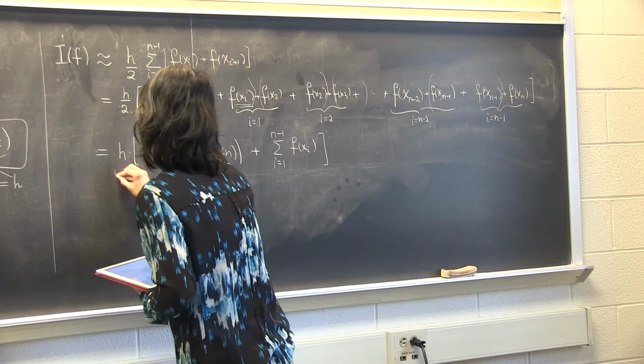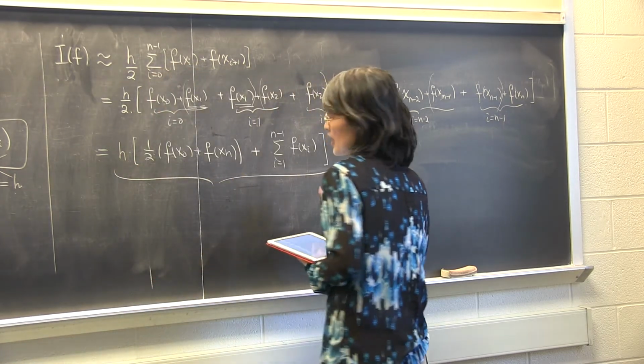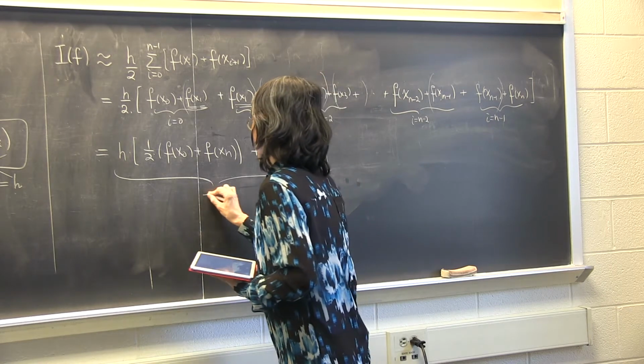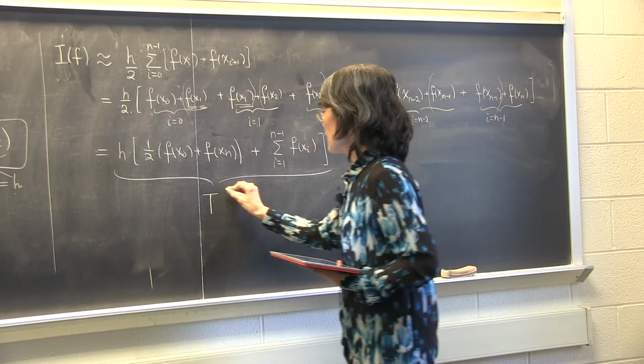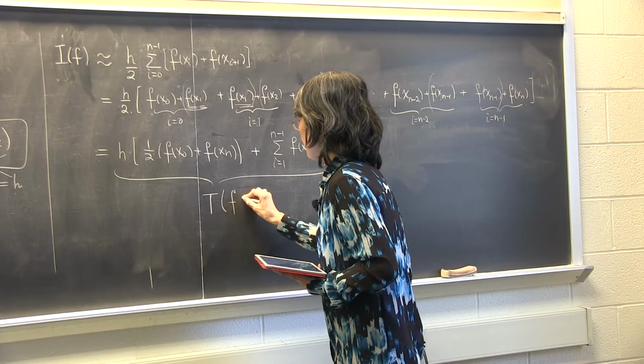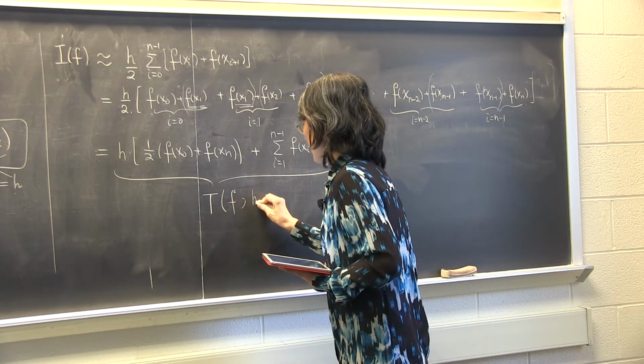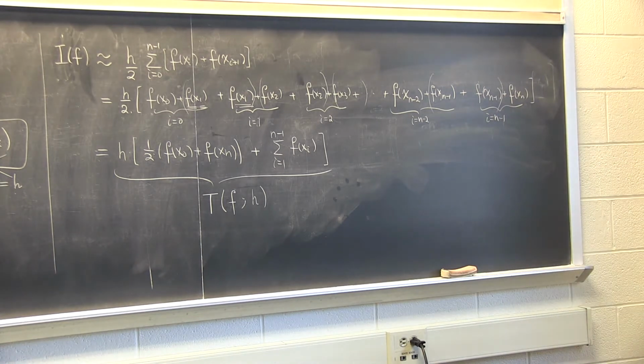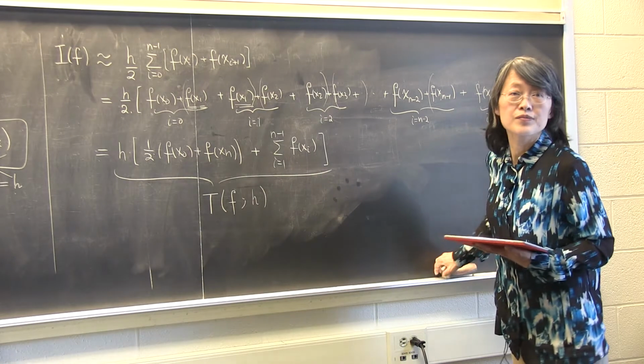Okay, so I want to introduce a notation. This here is a trapezoid approximation to the function f using the grid size h. Okay, so that's the notation. Later on we'll be just writing like that. Is that okay?